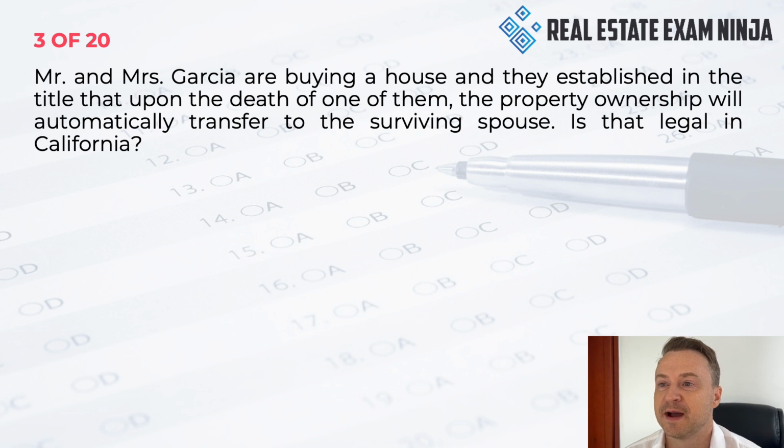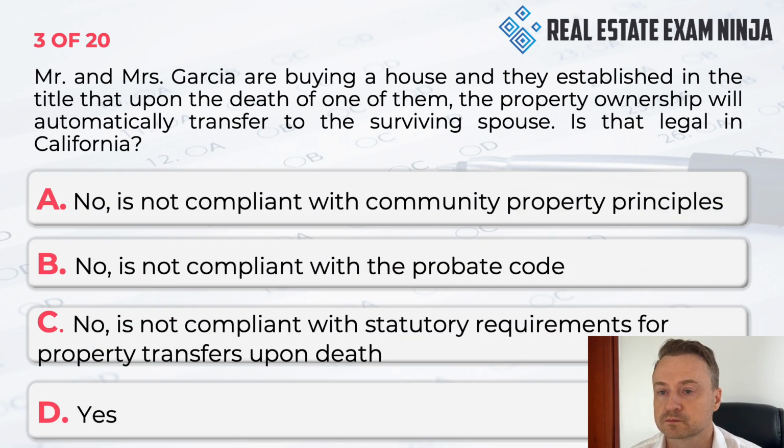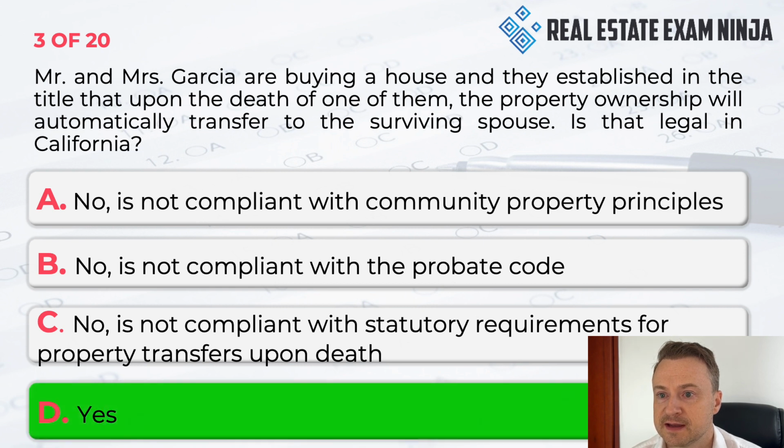All right, Mr. and Miss Garcia are buying a house, and they established in the title that upon the death of one of them, the property ownership will automatically transfer to the surviving spouse. Is that legal in California? What do you guys think? Here's your multiple choice questions. Yes, it is.